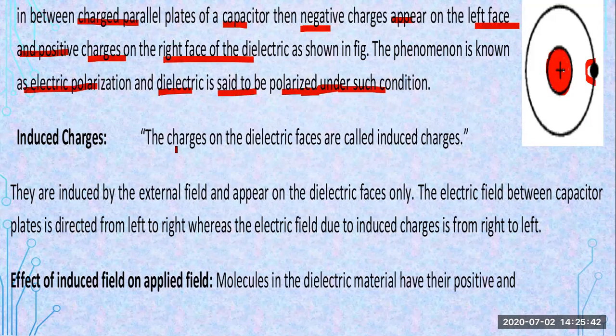Induced charges: the charges on the dielectric faces are called induced charges. These are induced by the external field, the field produced by the plates of the capacitor, and appear on the dielectric faces only. The electric field between the capacitor plates is directed from left to right, from positive to negative, whereas the electric field due to induced charges is from right to left.